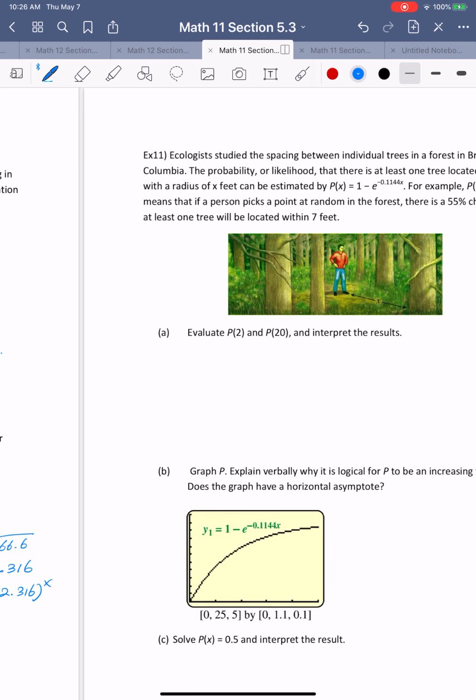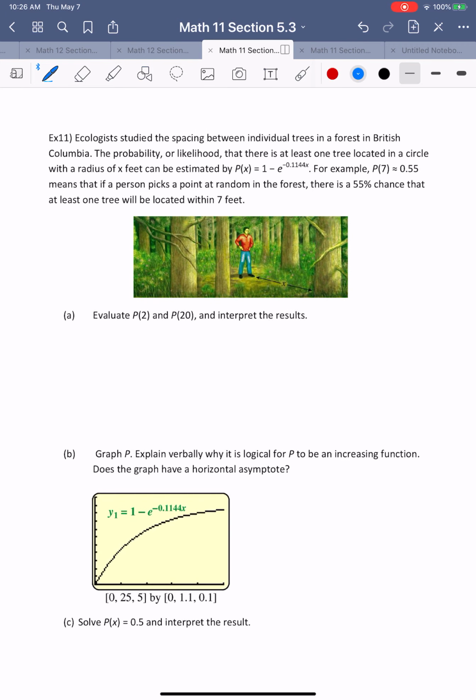All right, the next page. Okay, so economists studied the spacing between the individual trees in the forest in British Columbia.